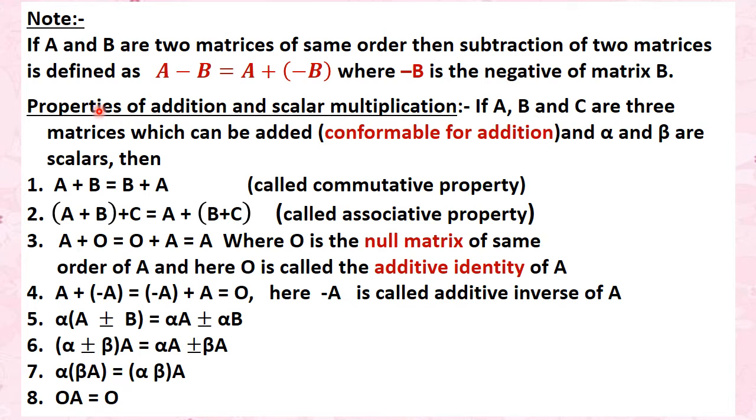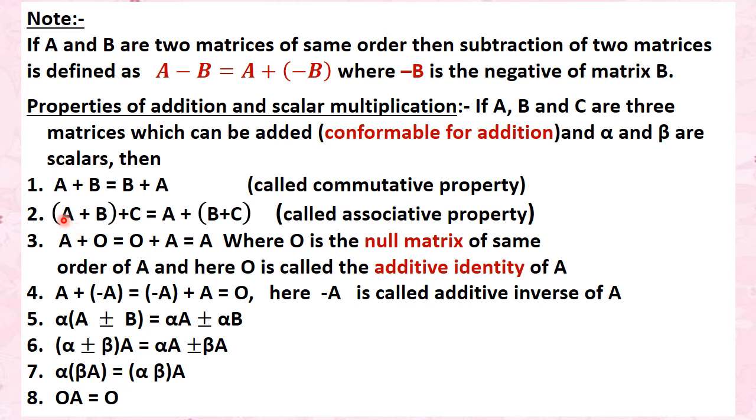Now the properties. Consider three matrices A, B and C and the scalars alpha and beta. Note that the matrices A, B and C should be conformable for addition. That means to add A, B and C, their order should be the same. The first one is the commutative property. That means A plus B is equal to B plus A. That is, whether you take A first and B second, or B first and A second, after adding you will get the same matrix.